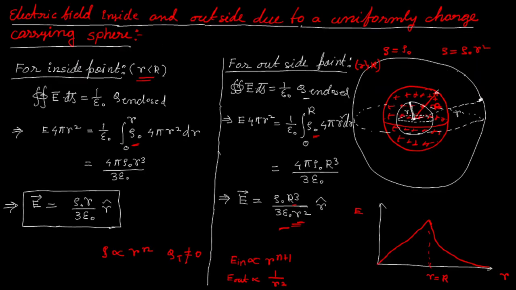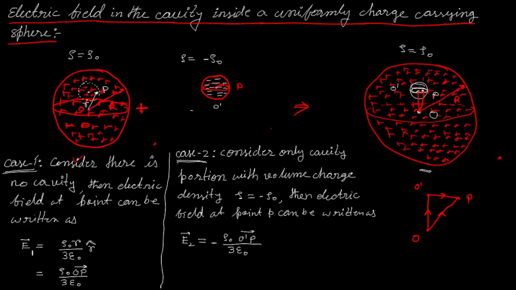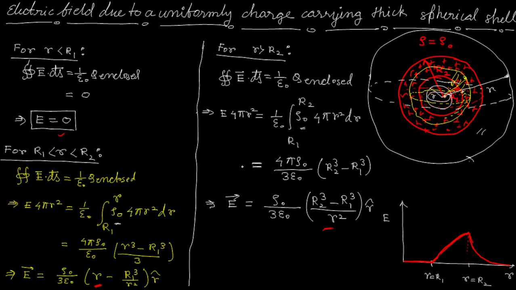And then using this concept, we have calculated the electric field inside and outside due to a uniformly charged sphere, and a uniformly charged thin spherical shell. And then for a thick spherical shell, we have also calculated the electric field in different regions: inside the region where r is less than R1, between R1 and R2, and outside, where r is greater than R2.